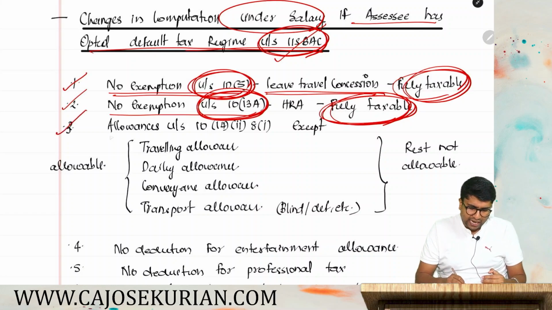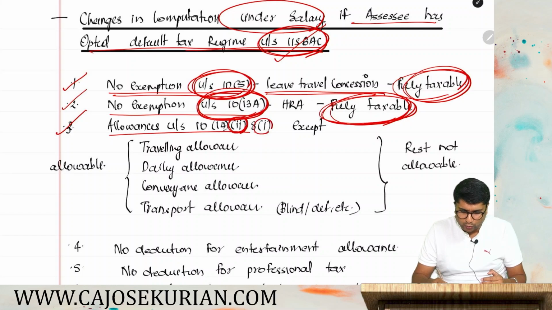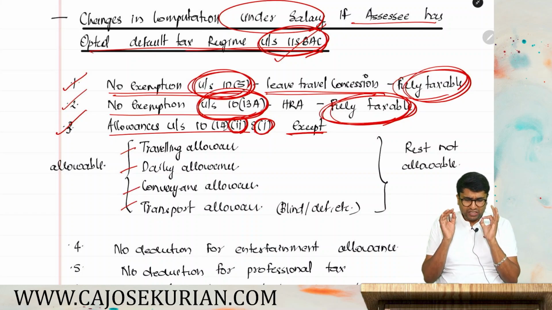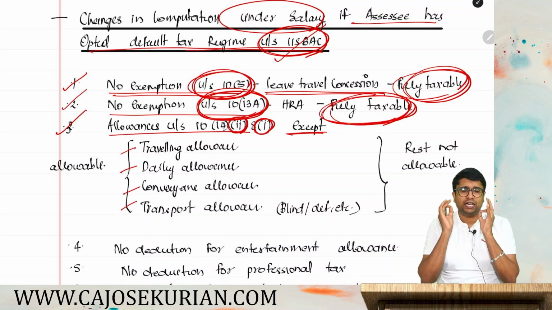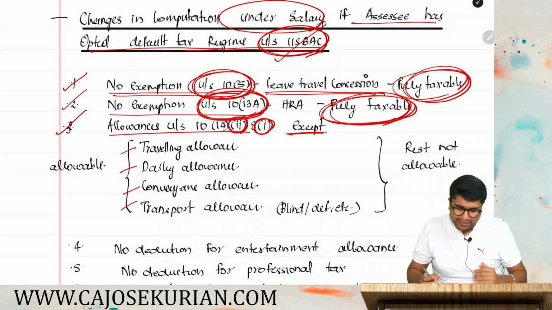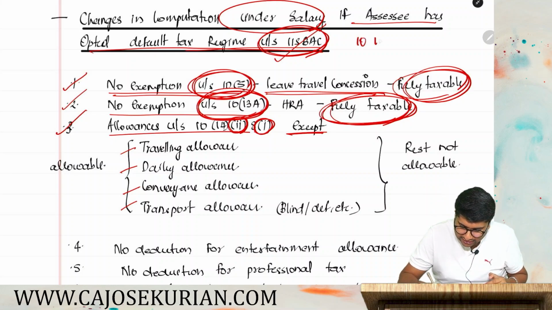Difference number 3: allowances under section 10(14), clause 2 and clause 1, except 1, 2, 3, 4. That simply means that if the employee has opted for 115BAC, then the employee cannot claim any exemption for the allowances under section 10(14), clause number 1.